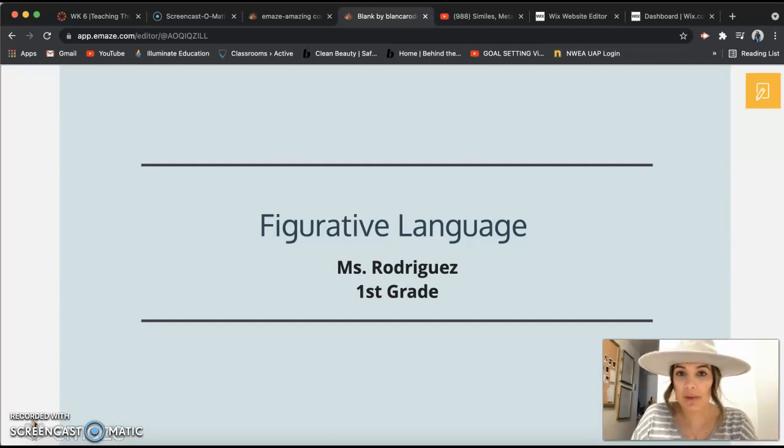Today's lesson is all about figurative language. We have been talking about figurative language. We are going to be learning about 5 new figurative language or parts of figurative language during today's lesson. So let's get started.